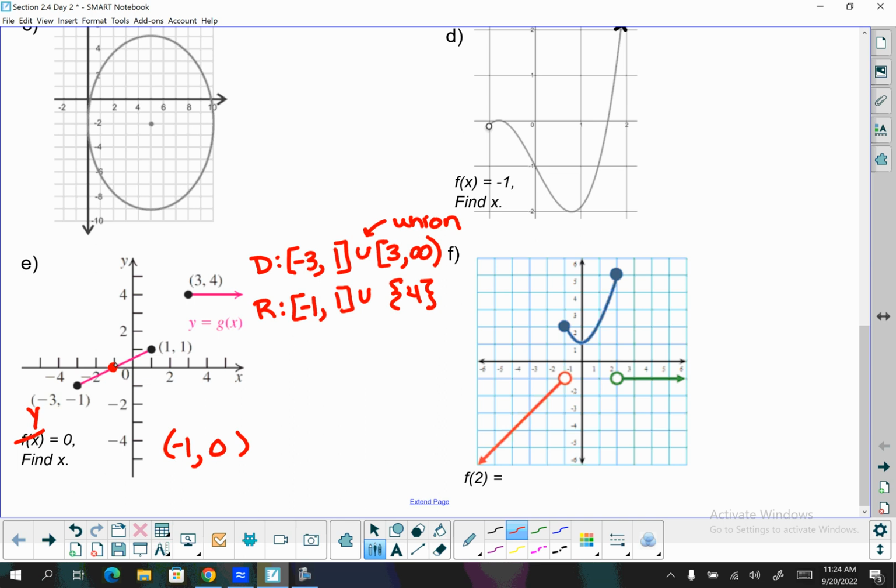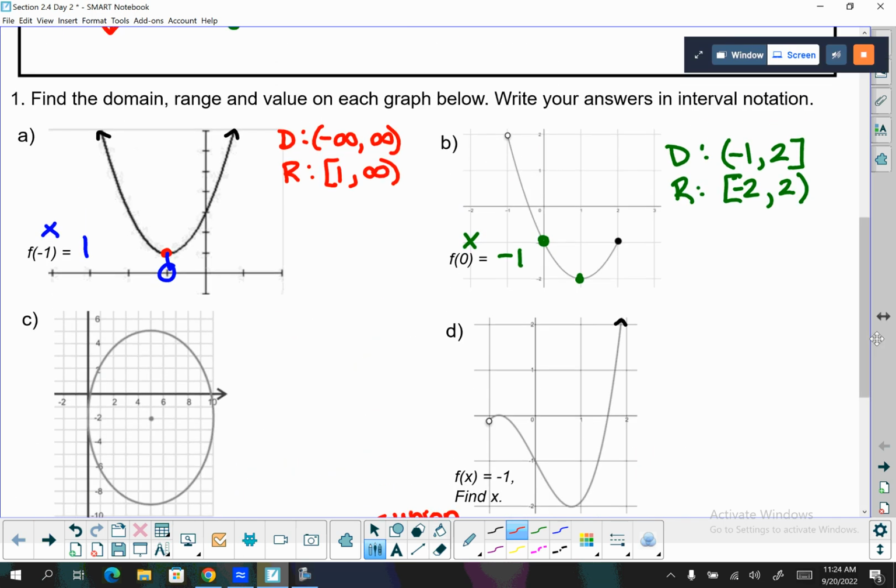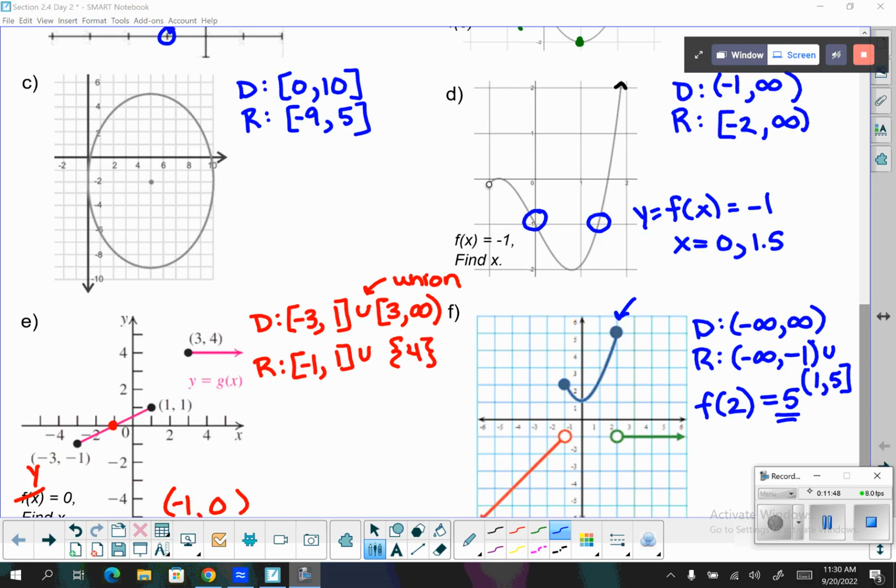Okay, see if you can try the other 3 graphs on that front page with your partner or a group near you, okay? Domain, range, and the function notation. All right, let's check and discuss.